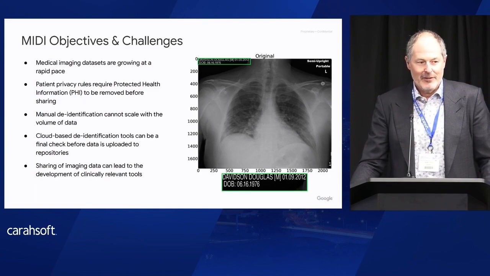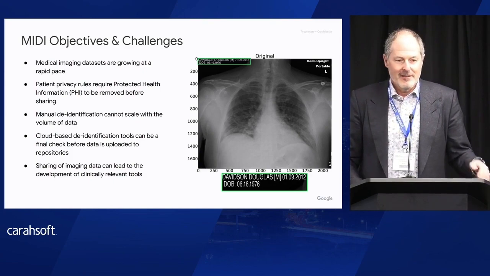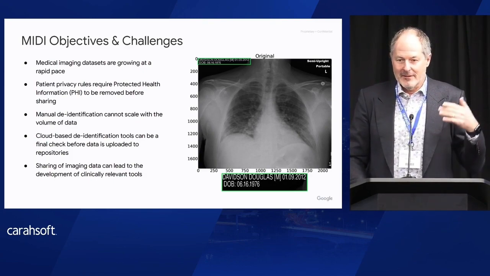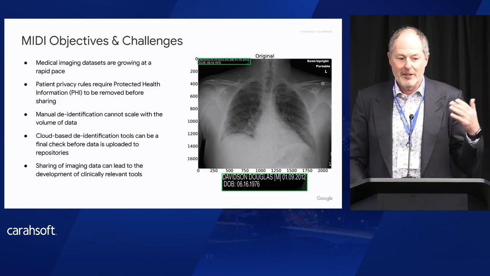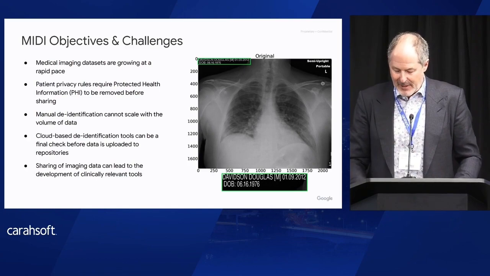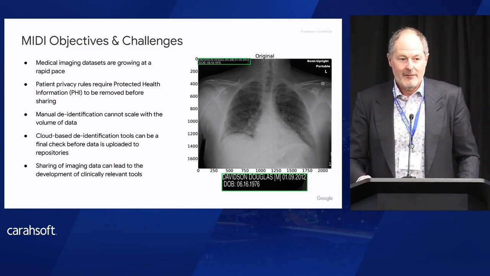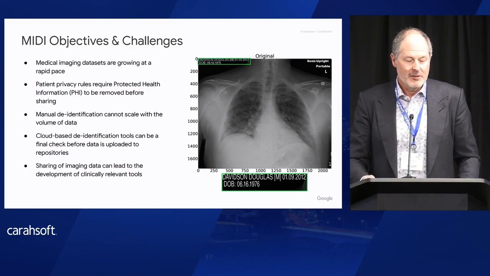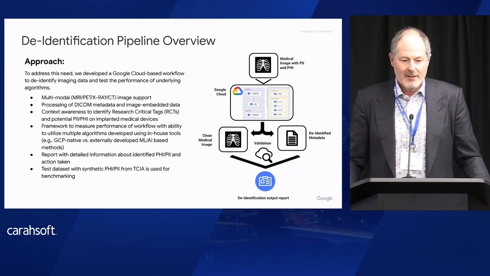But the other point that I want to make here real quick is sharing of these images requires scrubbing the PHI-PI out of them so that they can be used for research purposes. And it's really important because there is high hope that clinically relevant results and tools can be developed from large image data collections. So here's an overview of the pipeline that we built.